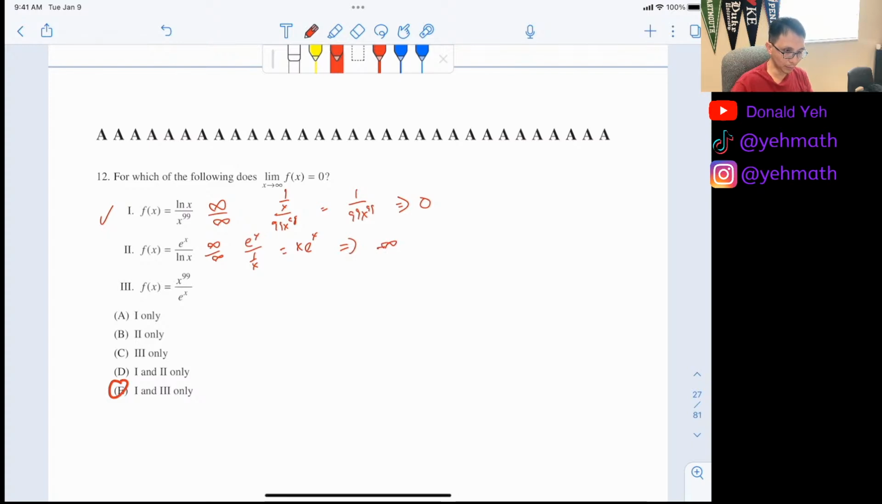And here, you can take a derivative, but it's infinity over infinity. You can take a derivative 99 times. Eventually, you're going to get 99 factorial over e to the x. If we go to infinity, e to the x still can overtake 99 factorial, even though it's a very, very, very big number. When it goes to infinity, it's still going to go to 0. So the first one and the third one.